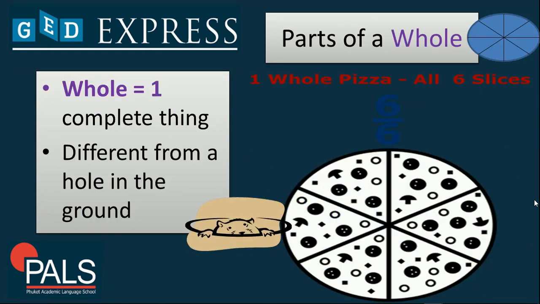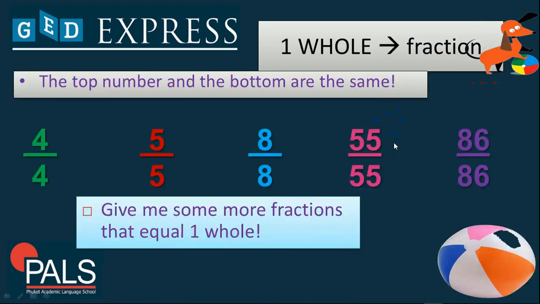Now, next we have here this one. A fraction is also a part of a whole. So one whole is like a one complete thing, and it is different from a hole in the ground. So that's a little bit of humor for this slide. And one whole pizza, for example, are all 6 slices. So one whole of this pizza will give you 6 over 6. So then the numerator is 6 and the denominator is also 6.